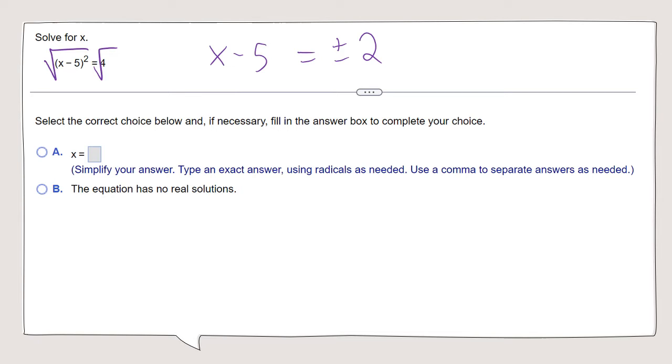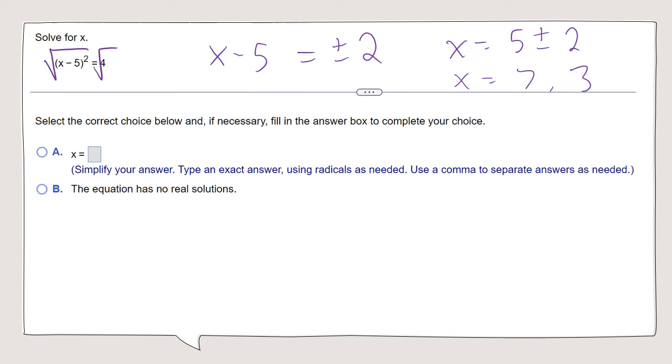Now when we go ahead and solve it, it's like solving two separate equations. In other words, we're going to solve this by adding 5 to both sides. And I get x equals 5 plus or minus 2. That is to say, x is either 7 or 3. So there's actually two possible answers.